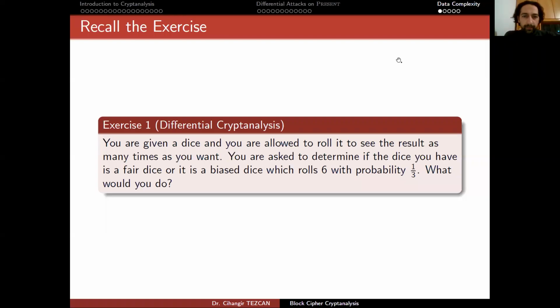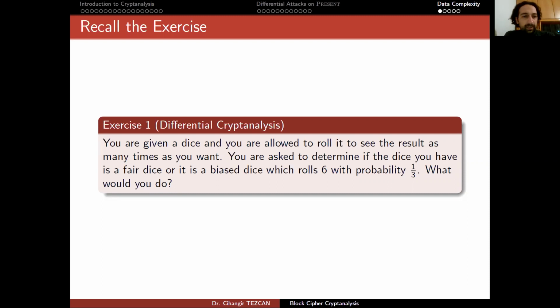So from time to time, I gave you a thinking exercise about dice, and I claimed that this will be related to differential cryptanalysis. So let's look at it for the last time and see why this is important to understand how differential cryptanalysis, or actually how any statistical attack works.